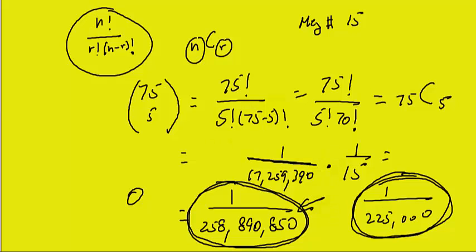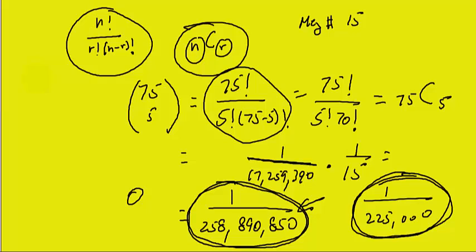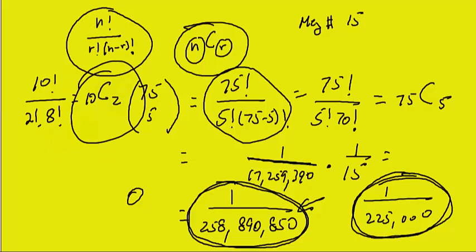So that's it. That's the nCr button. You can calculate any of the factorials by using nCr. So if you have 10 factorial over 2 factorial times 8 factorial, you would type in your calculator 10, then choose 2. That will give you the value.